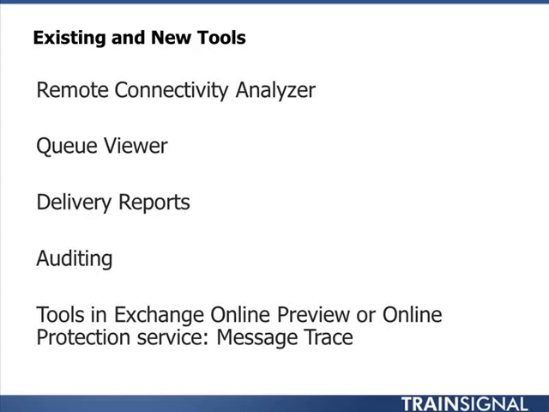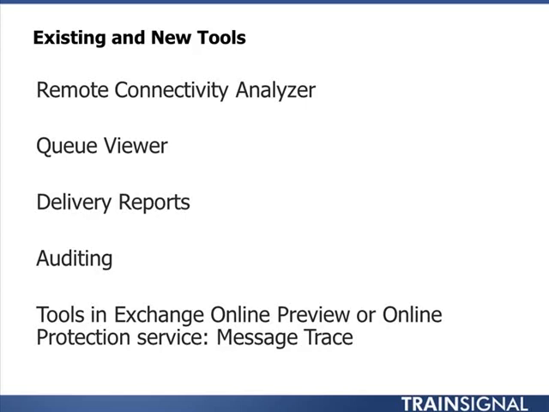The Queue Viewer is a very basic tool that helps in seeing when a queue is starting to back up, and from there you're able to then figure out and troubleshoot and find out why that queue is backing up. Delivery Reports is a new feature in Exchange 2013, and it's basically a message tracking tool that you use in the Exchange Admin Center. We're going to take a look at this in a moment.